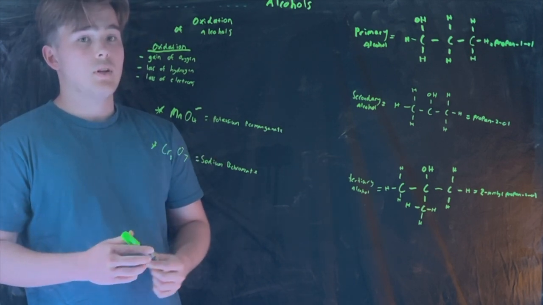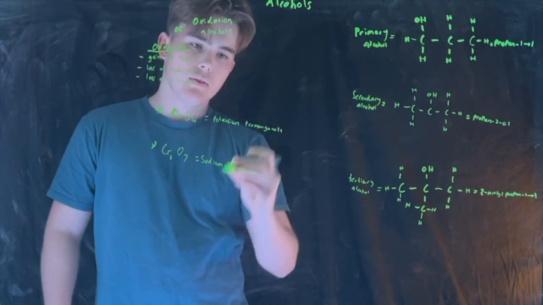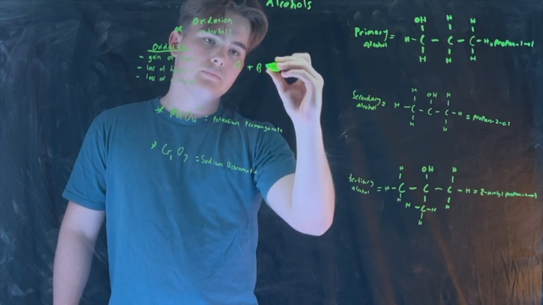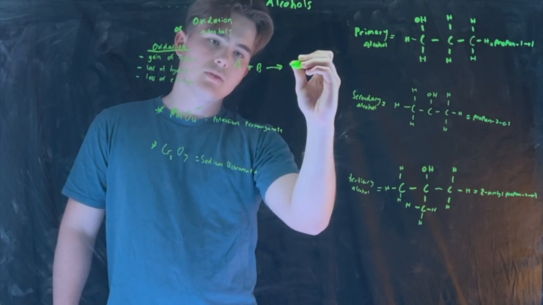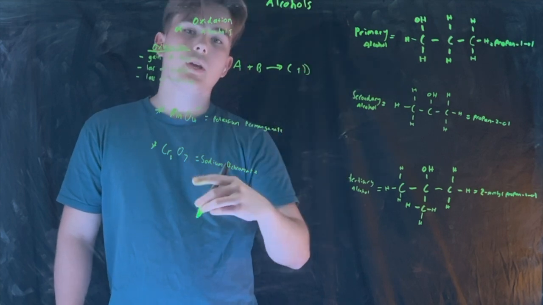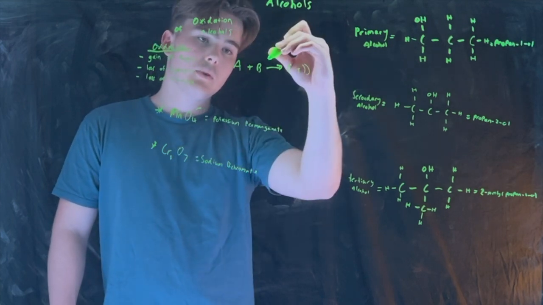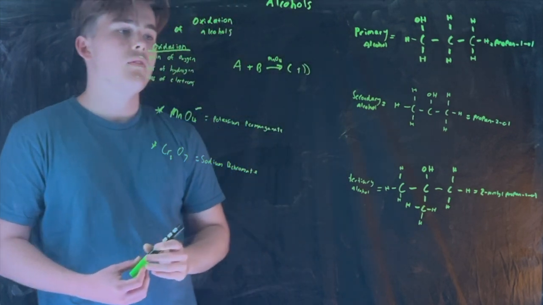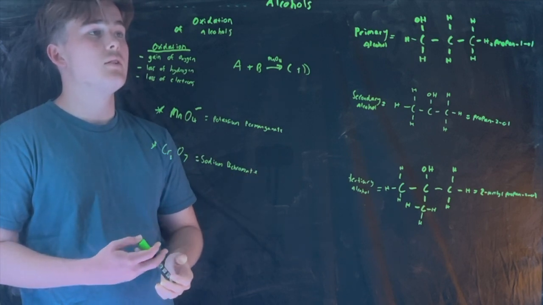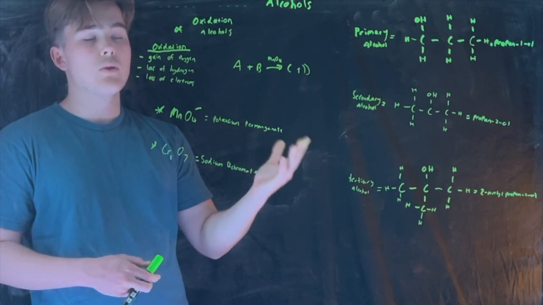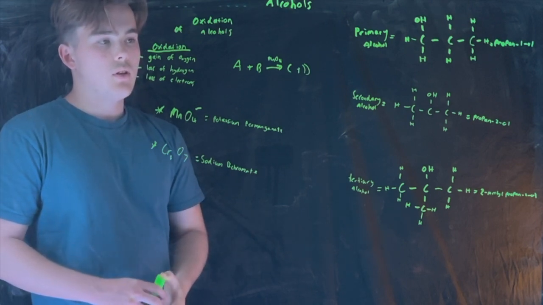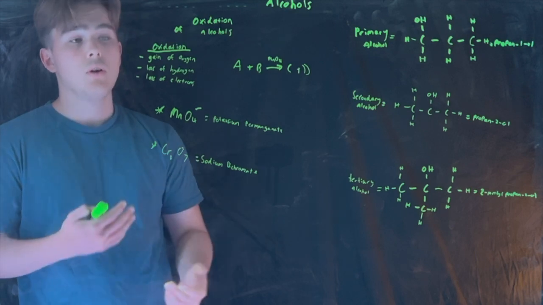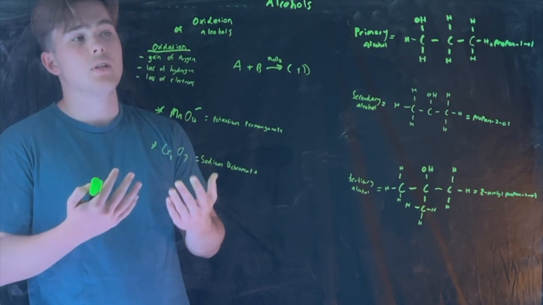An example question could be something like this. You're given substance A plus B produces C plus D. Then if you're told that there is potassium permanganate as a catalyst, that can give you a clue to say that it's an oxidation of either a primary or secondary alcohol. So if you see either one of these molecules being used as a catalyst, that's a clue that the question could be talking about oxidation of alcohols.